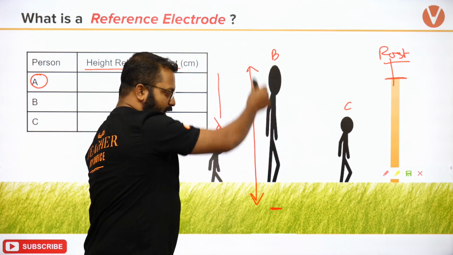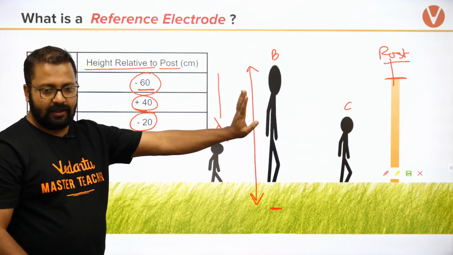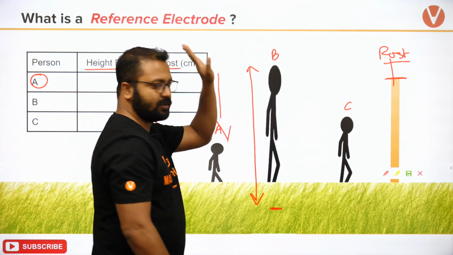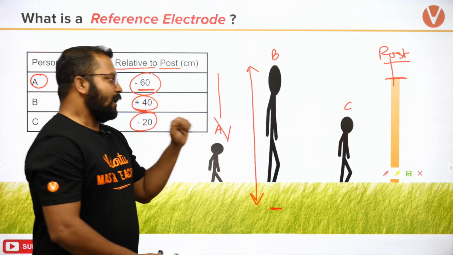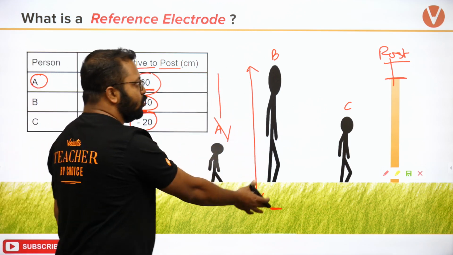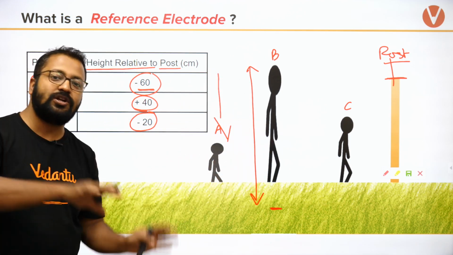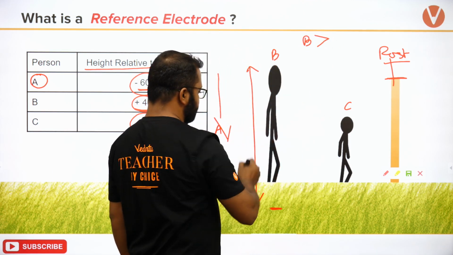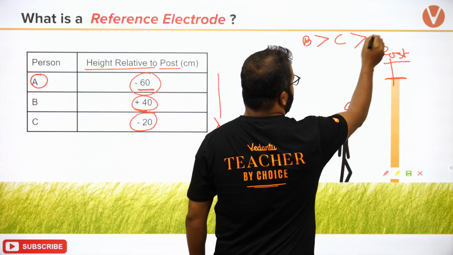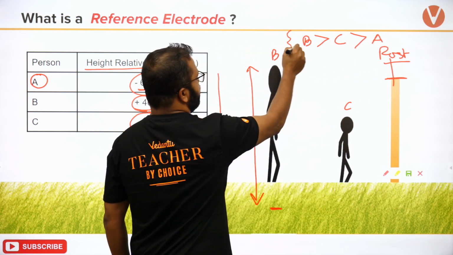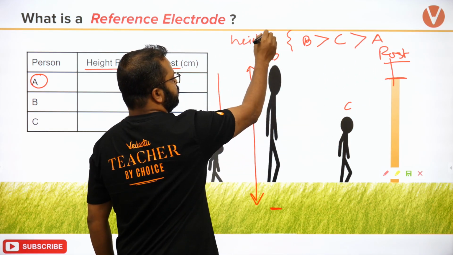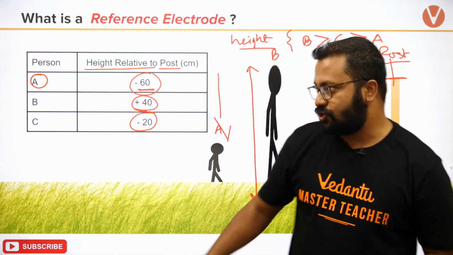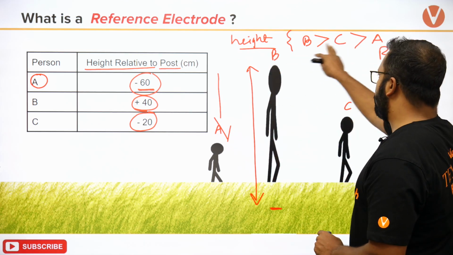Because I am not getting the absolute height, so I measured this with respect to the post. Clear? Now if I had measured the absolute height, what would have come? B would have come taller than C, who is taller than A. This would have been their height order. Isn't it? If I had measured their absolute heights, I would have gotten this result.